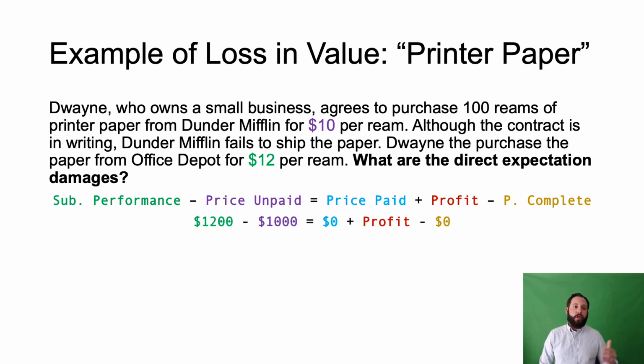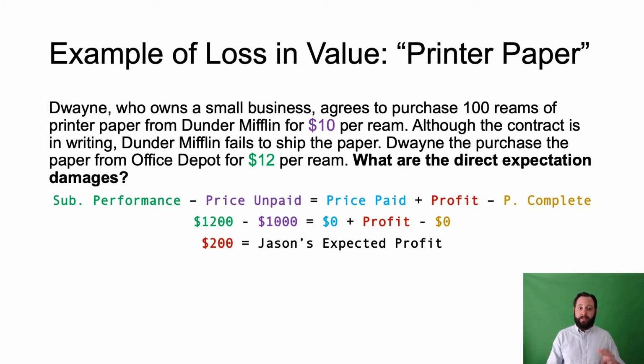Quite simple. The price for the substitute performance, the amount that was actually paid to complete the contract for achieving the paper, was $1,200. The original contract was for $1,000, but note that Dwayne saved that money. He didn't have to pay Dunder Mifflin since they didn't ship the paper. So he saved $1,000 but spent $1,200. And that shows that he was expecting to be $200 better off had he had this contract fulfilled through Dunder Mifflin.